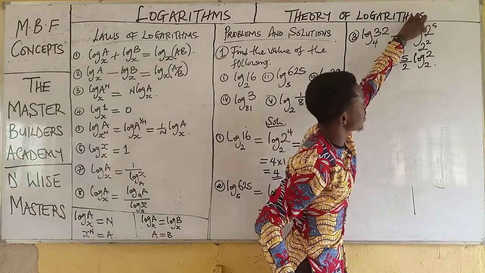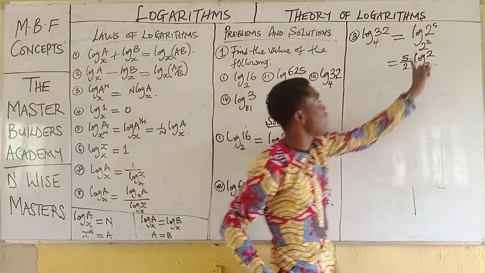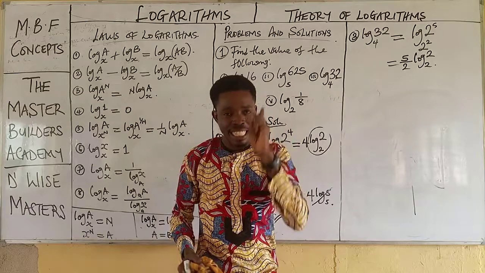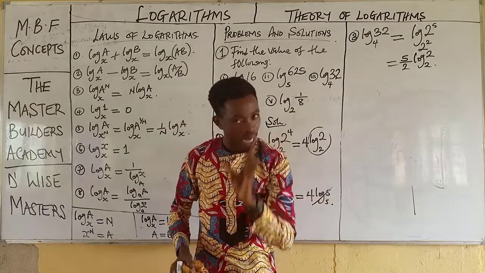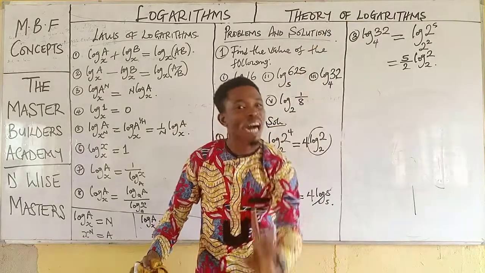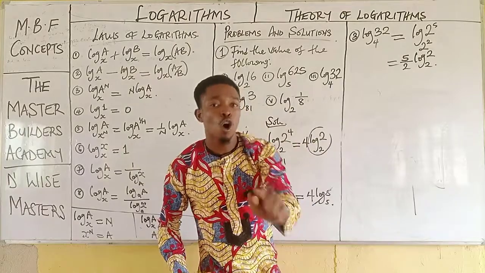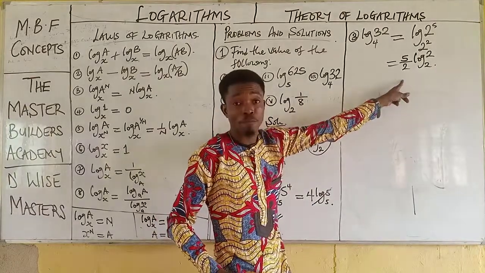This 2 is this guy, this 2 is this guy, this 5 is this guy, and this power is this. So anytime both the number and the base have powers, pick the power of the number divided by the power of the base. Everything will now become the coefficient of the log. That's exactly what we have done now.